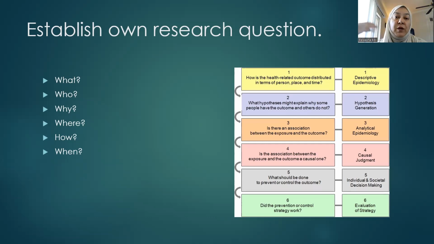And then evaluation of strategy, which means: the steps that we took, did they really work? Did the prevention or control strategy work? Whatever steps we took to prevent an outcome, did they really work at the level of the population? So these are examples. This is something to get your mind thinking about what a research question looks like.